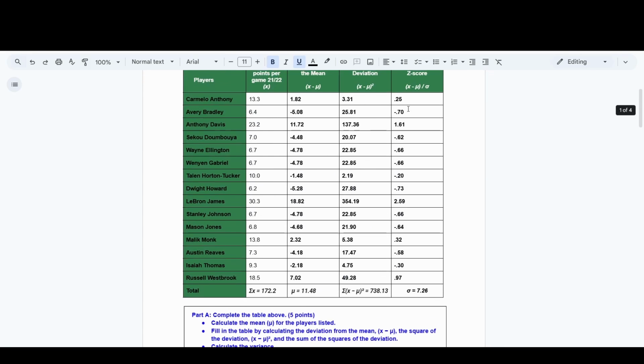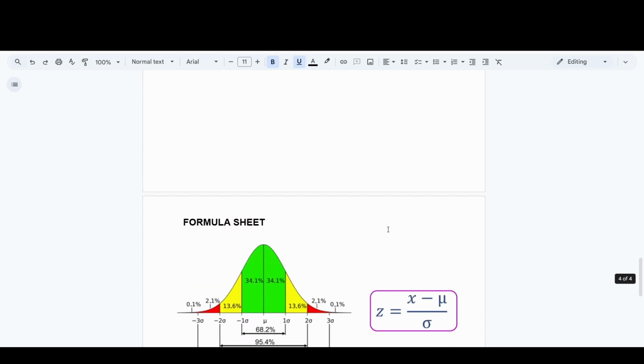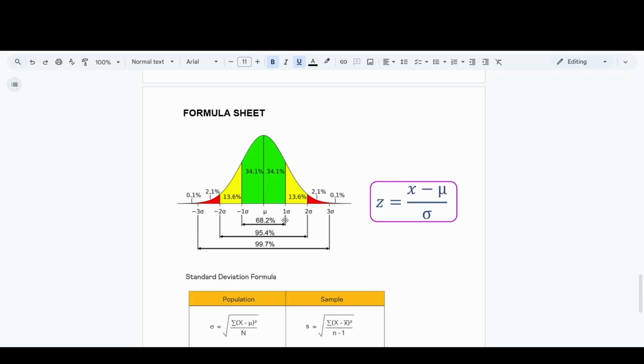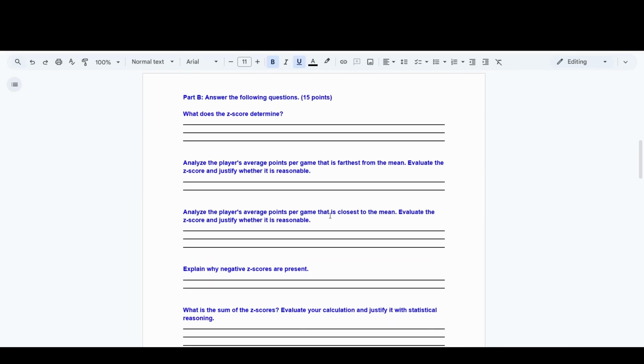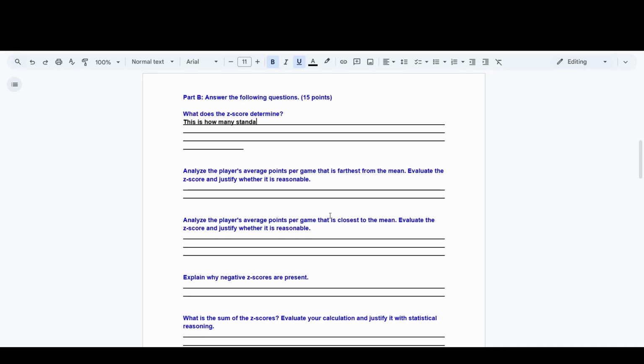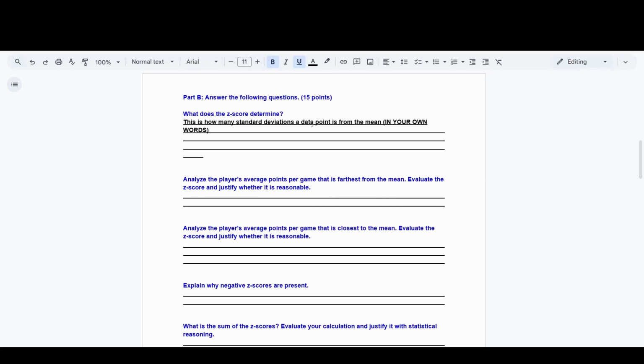The z-score was this number here, or if I go down to my formula sheet, the z-score was this number here. It's kind of how far away you are from the mean, and anything bigger than 3 is an outlier. So what does the z-score determine? This is how many standard deviations a data point is from the mean. In your own words. Again, don't just copy what I'm writing, please.